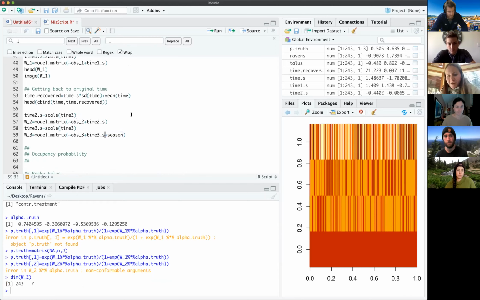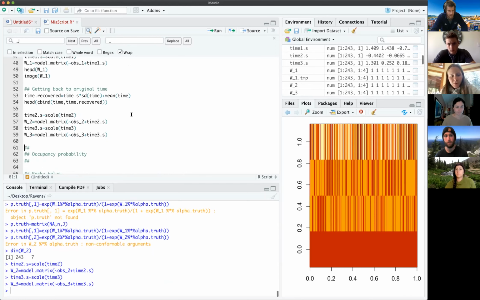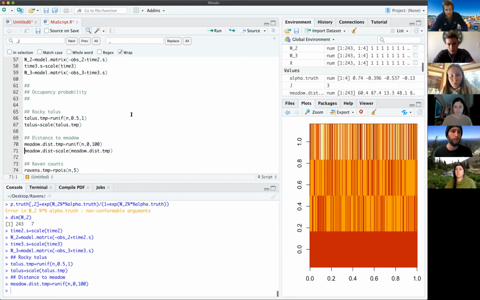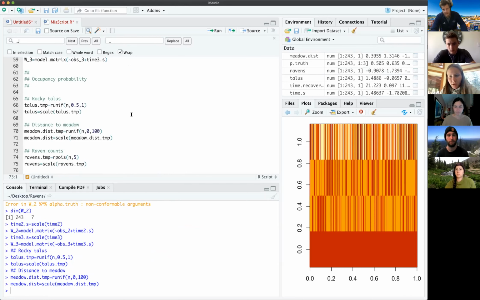Hey, Perry, can I clarify something really quick? Yeah, go ahead. So for the model statement for priors, do you only have priors for alpha and beta then? Yes, that's right. Yeah, so I didn't include the priors. Alpha and beta are the only ones we have priors for.